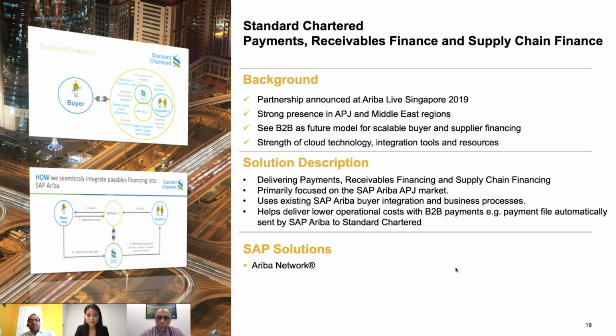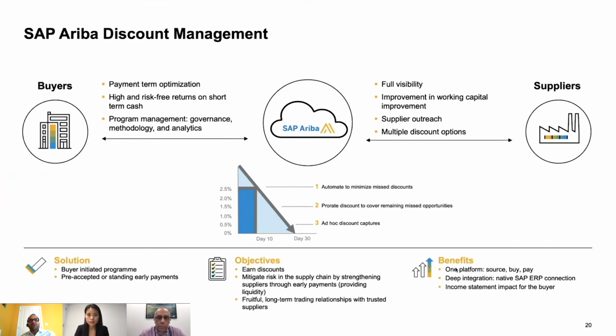And then on the next slide, I wanted to talk about our own SAP Ariba discount management solution. Sometimes this is also referred to as dynamic discounting. With this solution, there is no bank involved in the middle. The buyer uses their own cash to pay the suppliers early. There's quite a lot that goes into this solution, not just the technology, but also the services component, the consultancy that we offer to our customers.